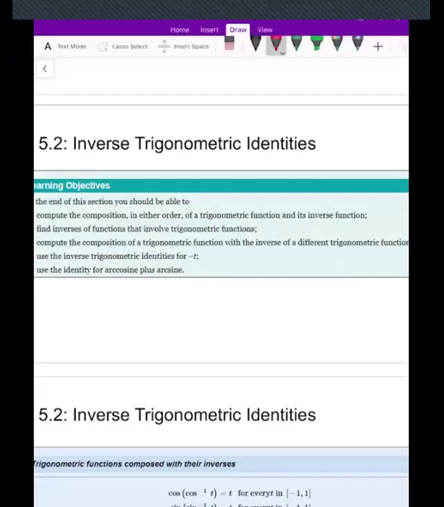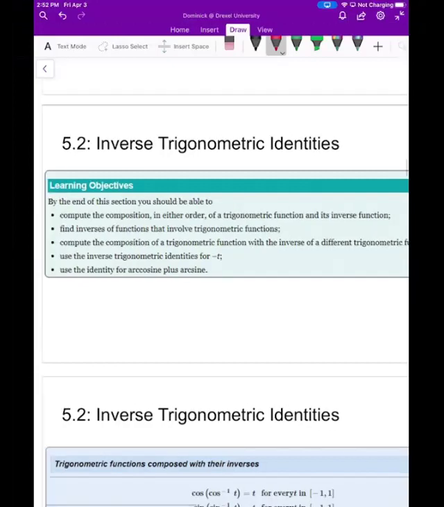Okay, guys, welcome. Today we're going to talk about some identities that involve the inverse trigonometric functions. So we're going to talk about how we can look at the composition in either order of a trig function and its inverse. We'll talk about how to find inverses of functions that involve some trig functions.